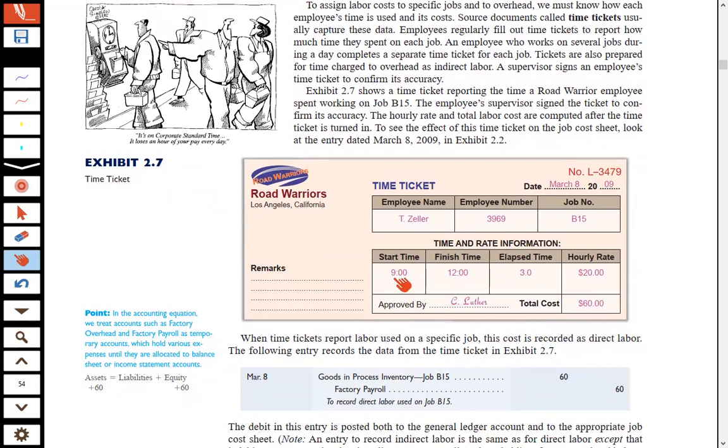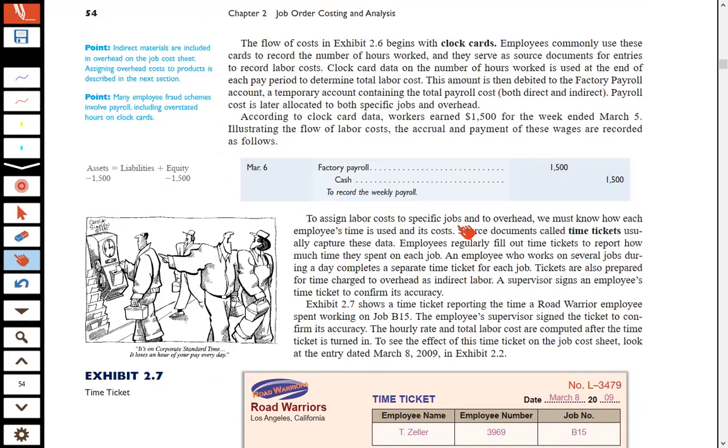Now, when he started the time, 9, finished 12, total time taken is 3, and the hourly rate for 1 hour is 20. So he has worked 3 hours, then the total cost would be $60. And the entry would be what? Goods in process, obviously debit, and now it would be factory payroll credit. That is accrued payroll, that is the payroll payable. Done? Any problem till now?